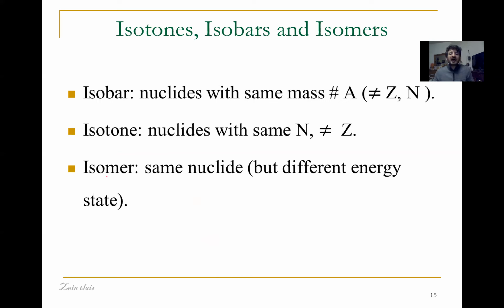The last one, isomer. Isomer, I mean, we have the same nuclide. What do I mean by the same nuclide? We have the same number of A, the same number of Z, the same number of N, okay? The same nuclide. But we have a different energy state.